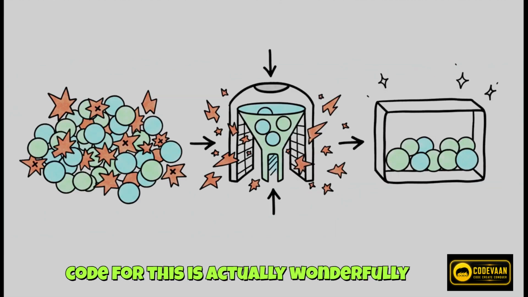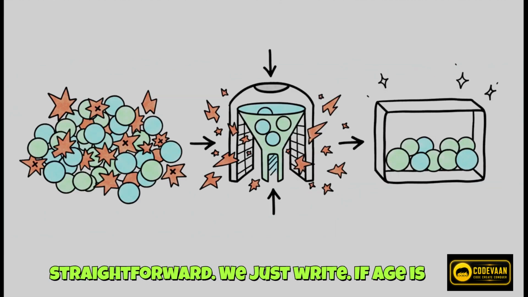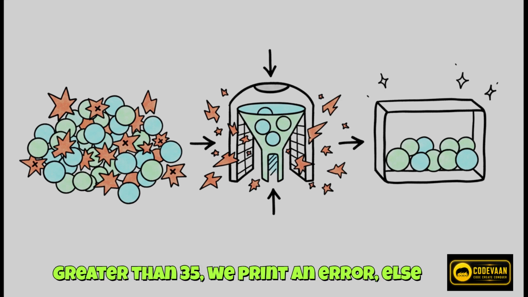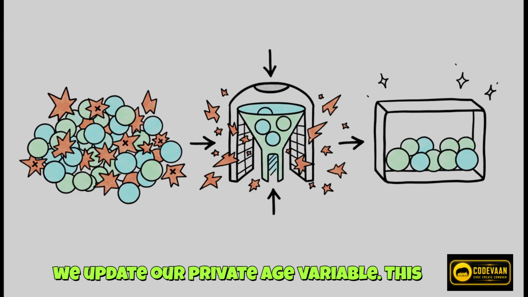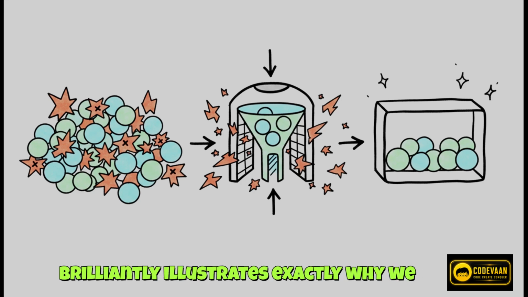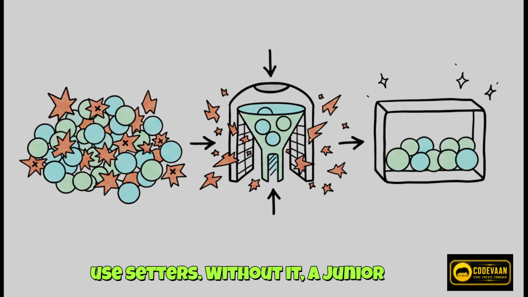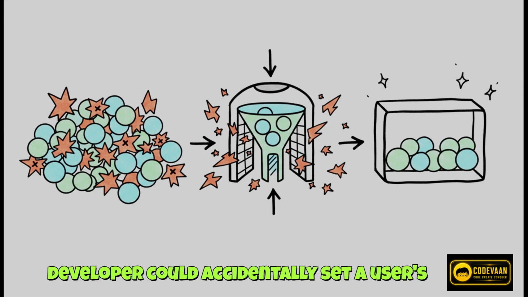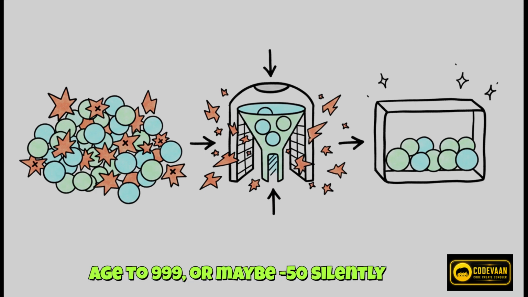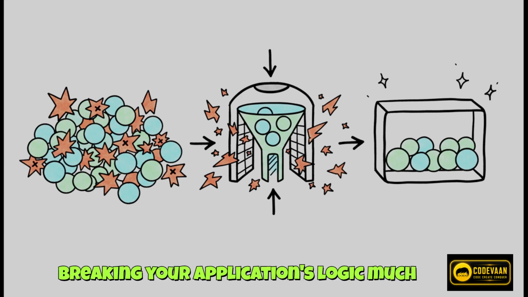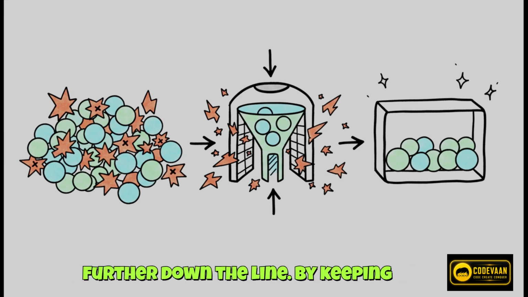The code for this is actually wonderfully straightforward. We just write, if age is greater than 35, we print an error. Else, we update our private age variable. This brilliantly illustrates exactly why we use setters. Without it, a junior developer could accidentally set a user's age to 999 or maybe -50, silently breaking your application's logic much further down the line.